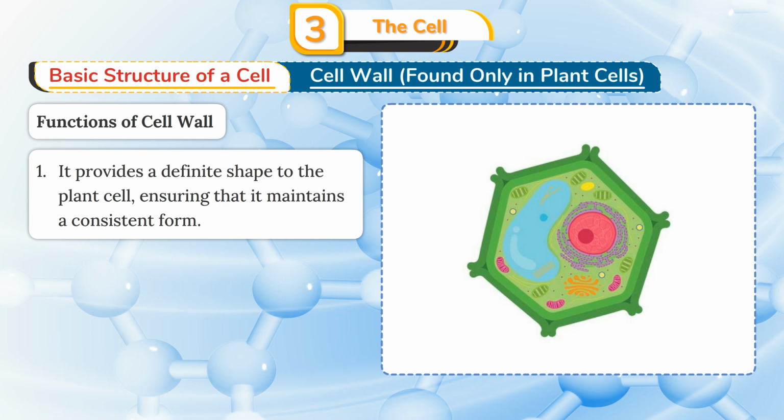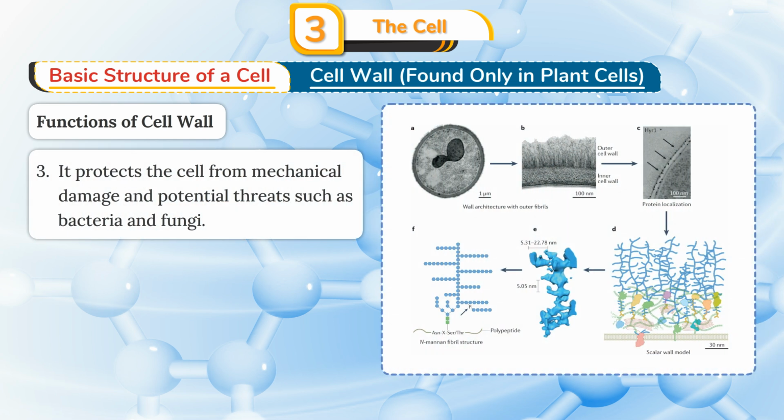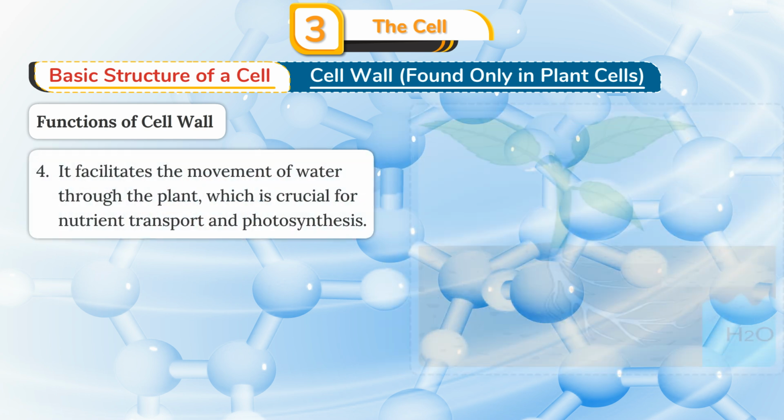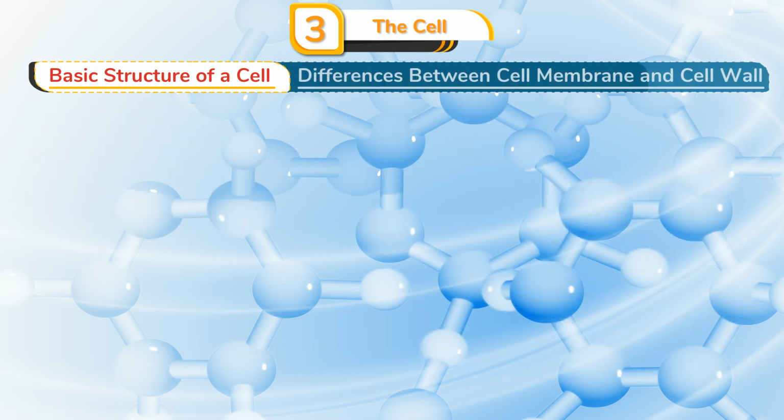1. It provides a definite shape to the plant cells, ensuring that they maintain a consistent form. 2. It offers strength and rigidity, helping plants maintain their structure and resist external pressures. 3. It protects the cell from mechanical damage and potential threats such as bacteria and fungi. 4. It facilitates the movement of water through the plant, which is crucial for nutrient transport and photosynthesis.